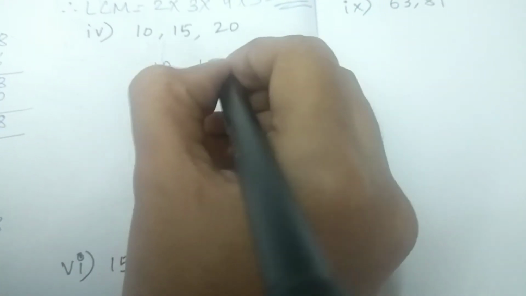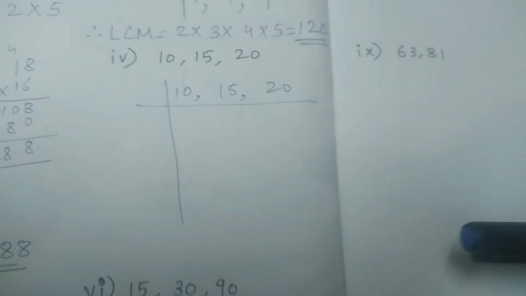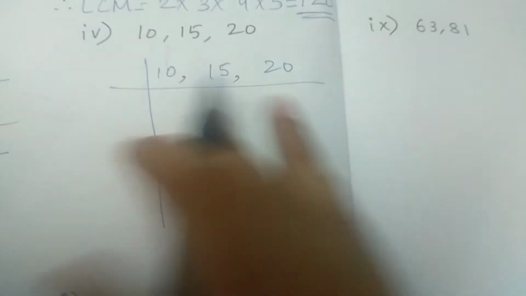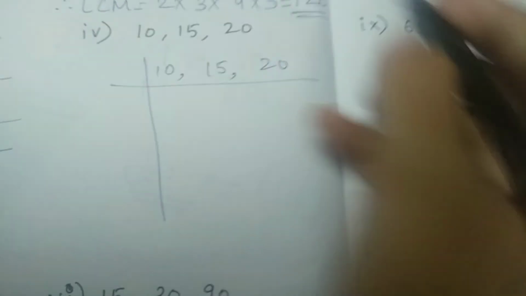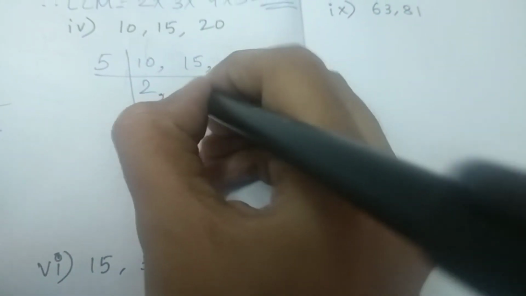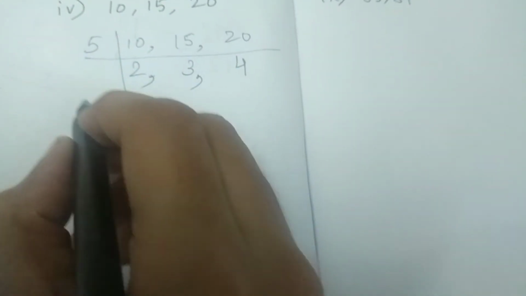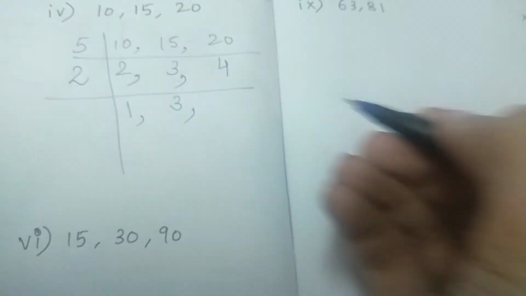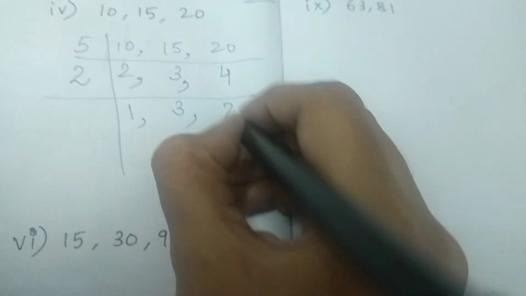Sum number 4: 10, 15, 20. The common divisor of these three numbers is 5. 5 2s are 10, 5 3s are 15 and 5 4s are 20. We can see that 2 and 4 have a common divisor, so I am writing here 2. 2 1s are 2. 3 will be as it is because it is not divisible by 2, and 2 2s are 4.